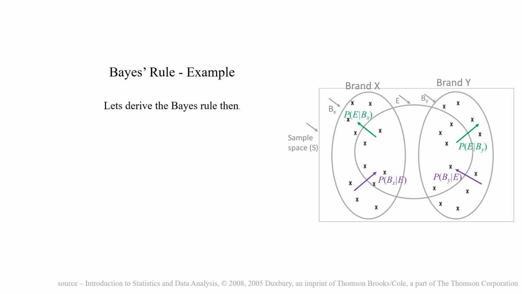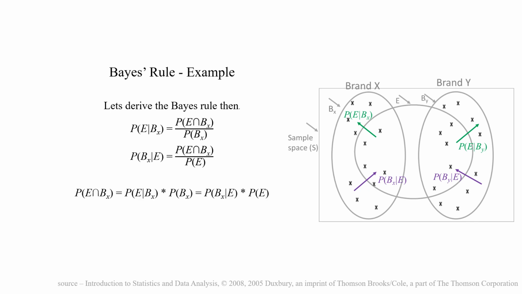Applying the conditional probabilities, we have probability of E given Bx equals probability of E intersection Bx divided by probability of Bx, and probability of Bx given E equals probability of E intersection Bx divided by probability of E. From the above, by moving the denominators to the left hand side and rearranging, we get probability of E intersection Bx equals probability of E given Bx multiplied by probability of Bx, which also equals probability of Bx given E multiplied by probability of E.